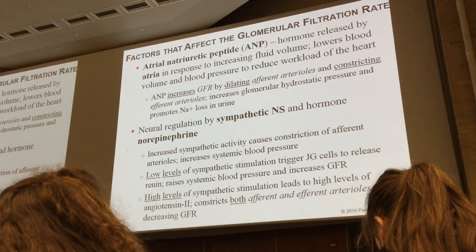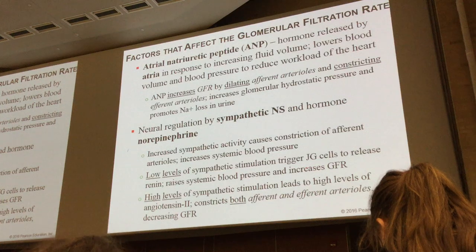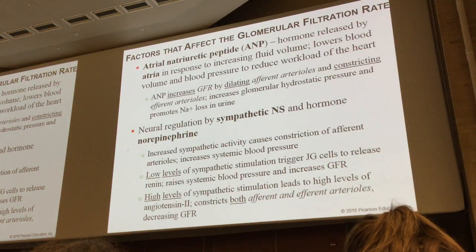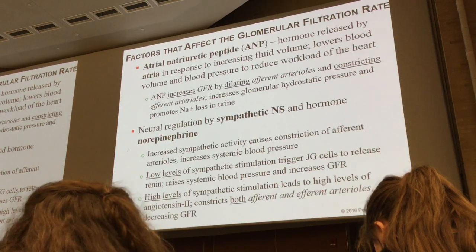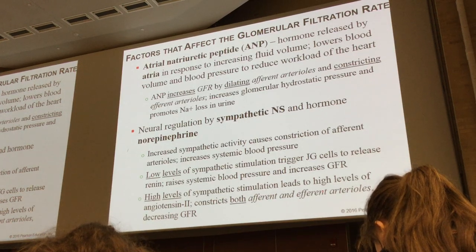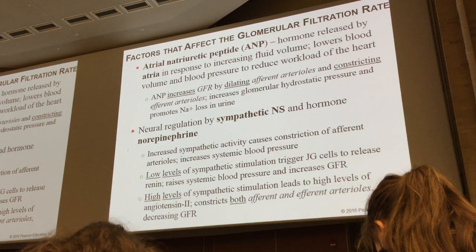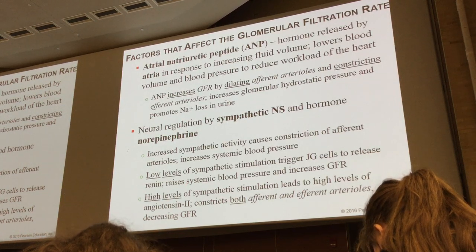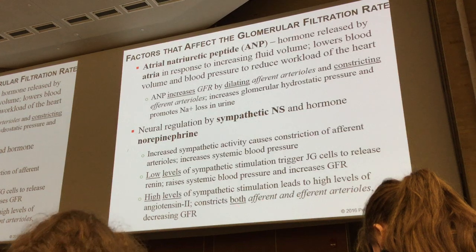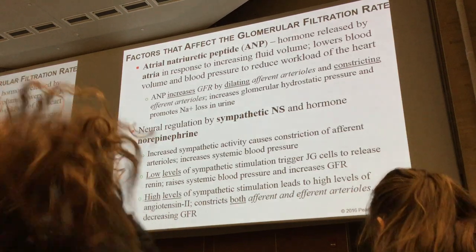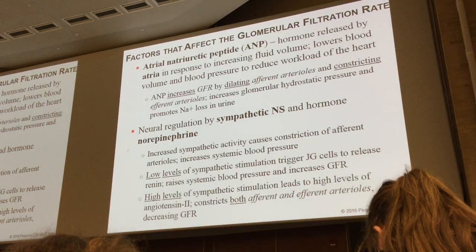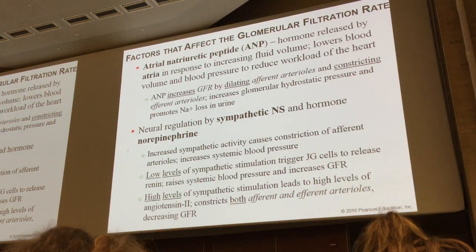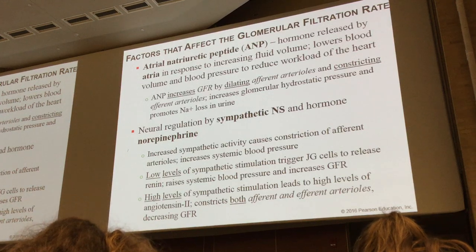But can you see how low levels of sympathetic stimulation raise our blood pressure and increase our GFR, just low levels. This is what's happening when most of you exercise. With high levels, we get high levels of angiotensin II, which constricts both the afferent and efferent, and that's why you tend to not have to go to the bathroom when you're on the treadmill. Which is good, isn't it? Because there's no convenient bathroom or porta potty next to you.